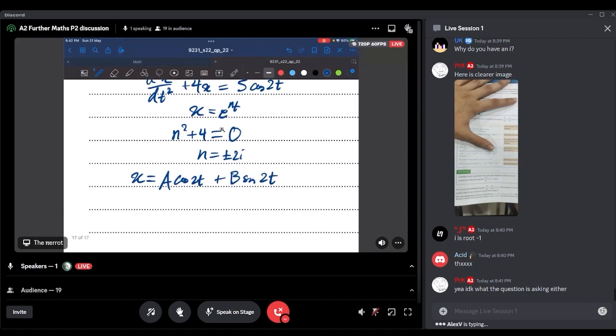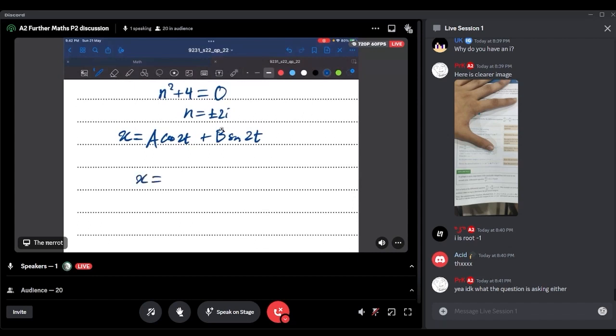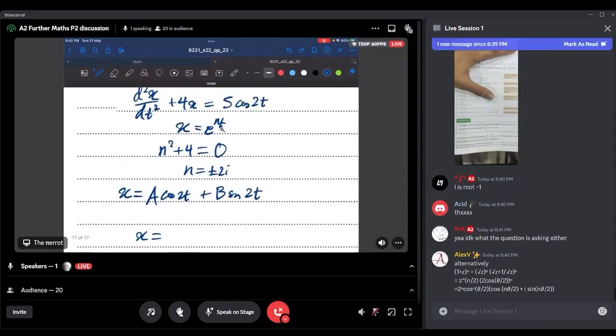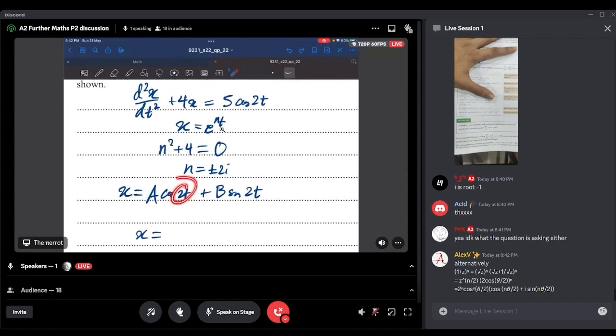And now for the particular, the non-homogeneous one, we have 5 cosine 2t. That means we have to play with trigonometry, right? So x is, well, I don't want to make it the same here. Oh, I see, that's the problem now. We have a 2t and also 2t. Alternatively, that's a nice alternative. Okay, so this is a problem now.